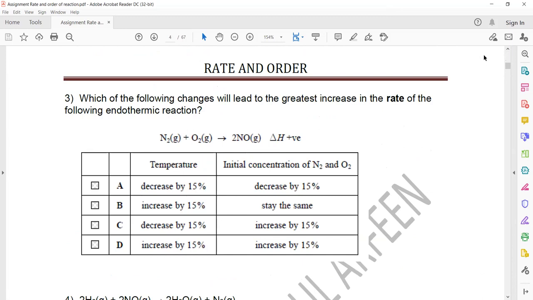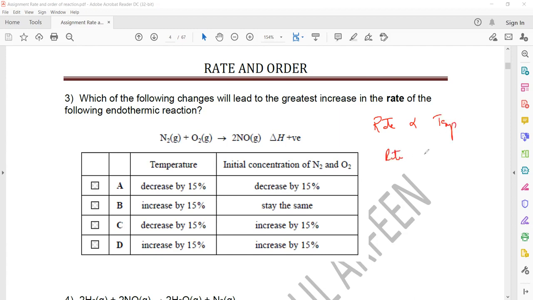Which of the following changes will lead to a greater increase in rate of the following endothermic reaction? So the reaction is endothermic. We know rate is directly proportional to temperature and rate is directly proportional to concentration of the reactant as well. So what could be the right answer for question 3? Rate of the reaction is proportional to temperature and rate of the reaction.